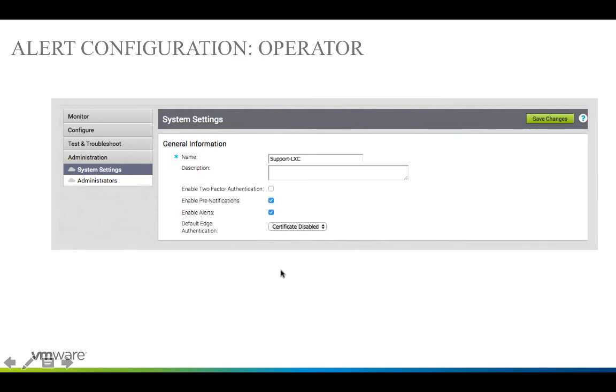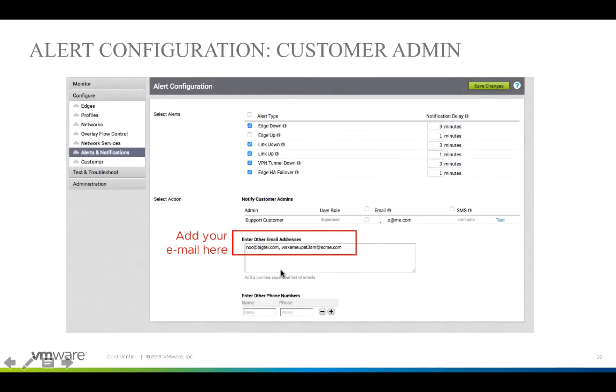By default this is enabled, and once you go to the orchestrator under configure alerts and notification, this is where you can define those different types of alerts. If you remember, edge up and down, link up and down, VPN tunnel, which was from the gateway to the non-VeloCloud side, and the edge HA failover alert. On the right hand side you can see the notification delay.